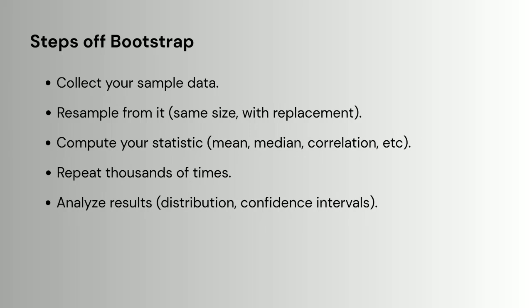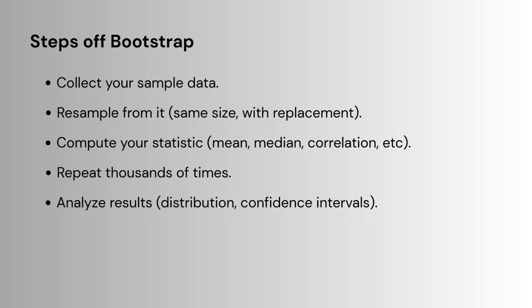Now, how the Bootstrap works. Suppose we have a data set of exam scores for 10 students: 65, 70, 72, 68, 90, 85, 60, 78, 82, 74. We want to estimate the mean and its confidence interval. So the first step is to take this dataset as our sample. Step 2 is to randomly select 10 values from it with replacement to form a bootstrap sample. For example, one bootstrap sample might look like 70, 68, 85, 85, 60, 72, 90, 78, 74, 65.